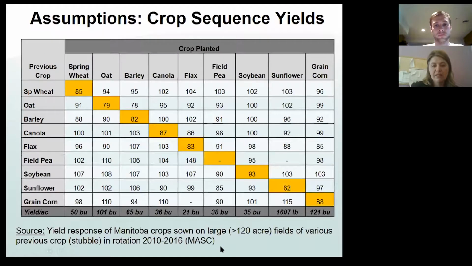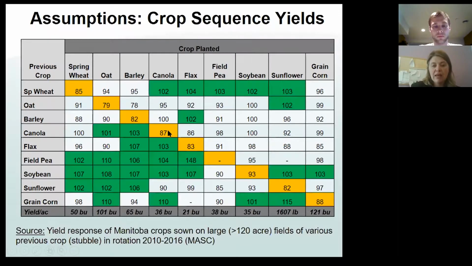I'll highlight a few things. Crop on crop, I've highlighted here in yellow. So those are really the ones that we do not recommend at all. For example, canola and canola, you're losing about 13% of yield compared to all other crops just by having that crop consideration. And to go even further, I've highlighted here in green the combinations of crops on what stubble gives you over that 100%.